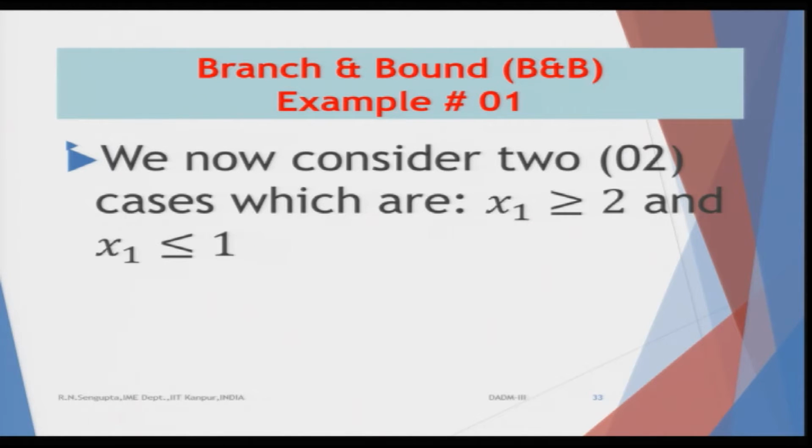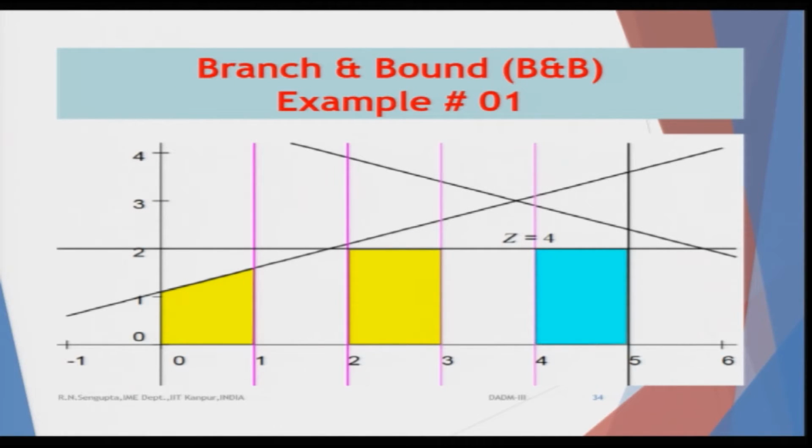Now we consider two cases: x1 is greater than or equal to 2, but it will be only 2 and 3, and the other is x1 less than or equal to 1, which is basically 0 and 1. So, we have already branched. Now, this is the diagram.